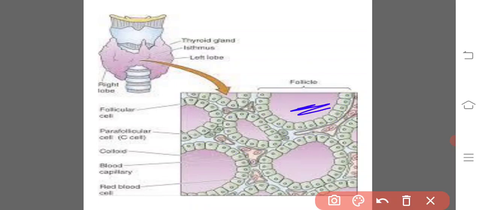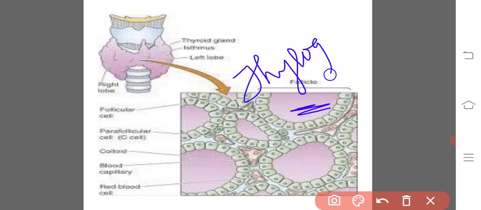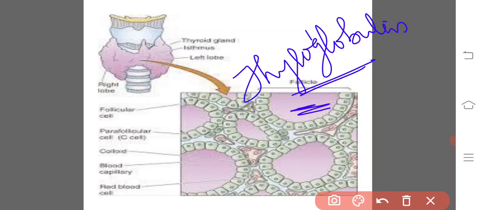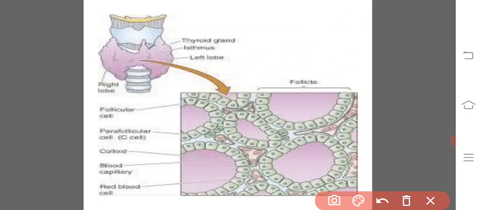Each and every thyroid follicle is filled with a protein called thyroglobulin. This thyroglobulin is synthesized and secreted by the cells of the thyroid follicles, and large amounts of the thyroid hormones are stored in the thyroid follicles as thyroglobulin molecules.